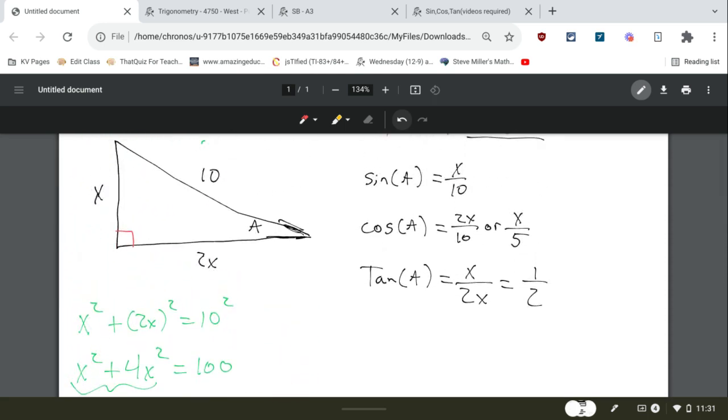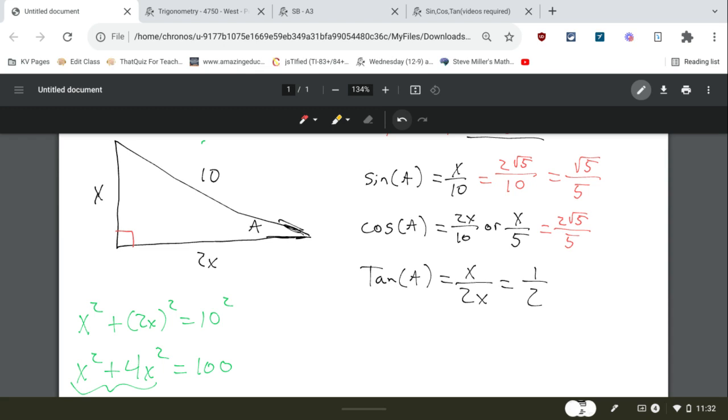So if I go back up here and re-answer these, sine of A is going to be 2 root 5 over 10. And you can simplify by 2, so you're left with root 5 over 5. All right, that's sine of A. Cosine of A is going to be 2 root 5 over 5, and that one won't simplify. You're just done. And then, of course, tangent, we didn't have to mess with that one.